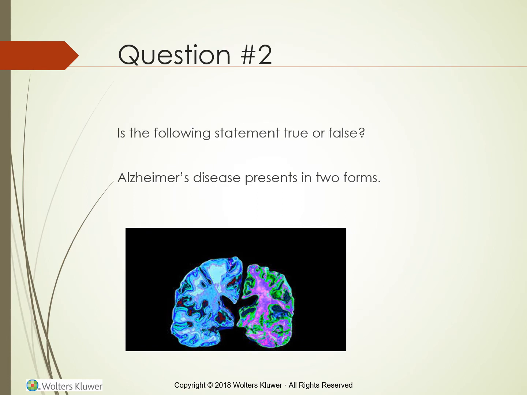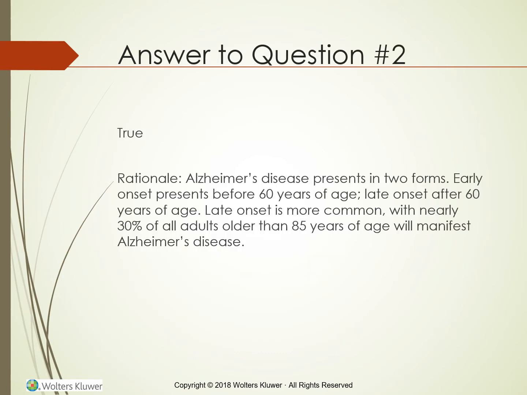Question number 2. Is the following statement true or false? Alzheimer's disease presents in 2 forms. The statement is true. Yes, Alzheimer's disease presents in 2 forms. The early onset presents before 60 years of age, while the late onset after 60 years of age. Late onset, definitely more common, with nearly 30% of all the adults older than 85 years of age will have manifest at a certain point some signs and symptoms of Alzheimer's disease.